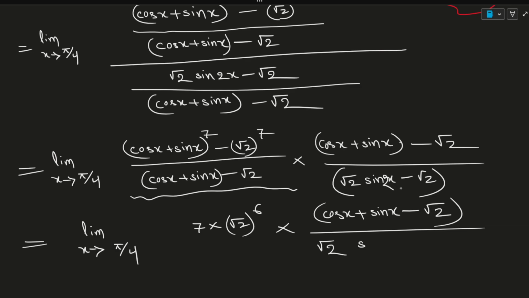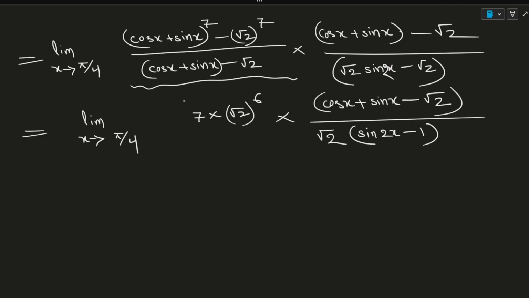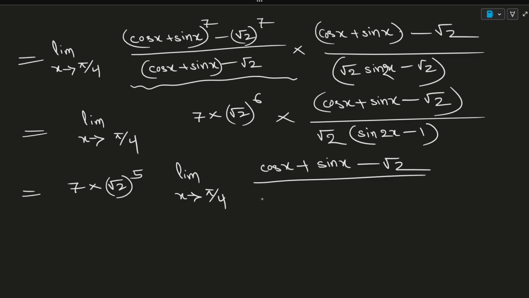Okay, here it is sine 2x, sorry. So it will be this one. Just taking the constant terms outside the limit, it will be 7 into root 2 power 5. Now limit x tends to pi by 4, the rest of the function will be sin x minus root 2 divided by sin 2x minus 1.